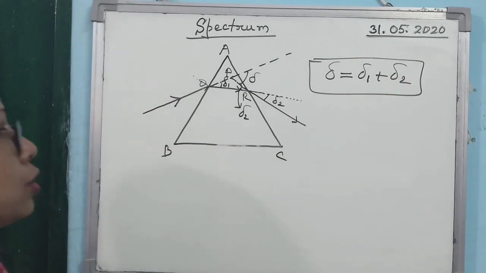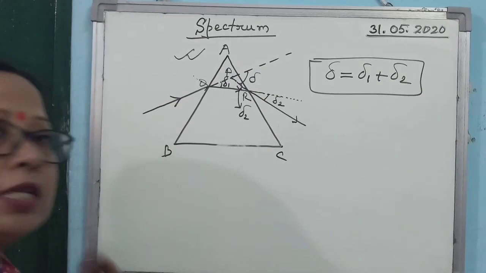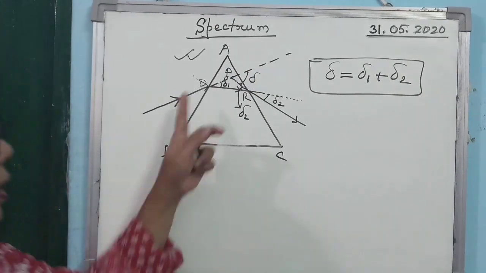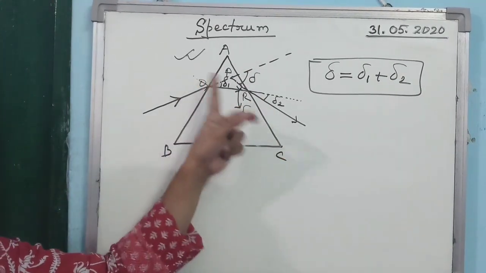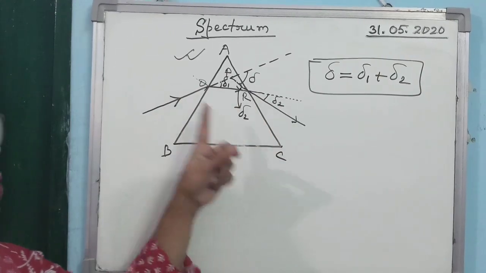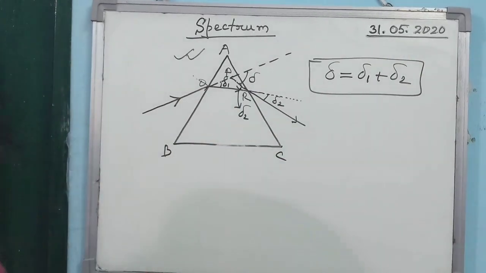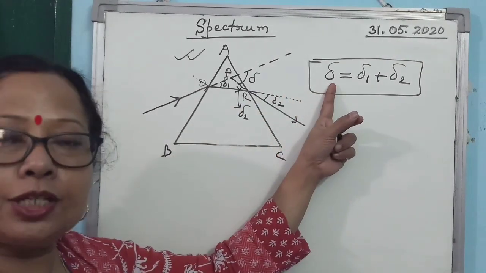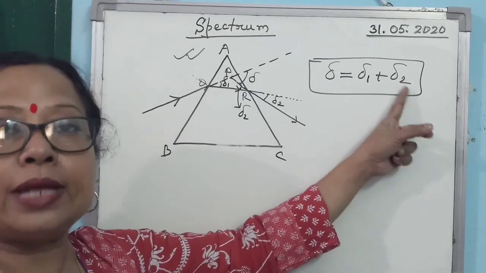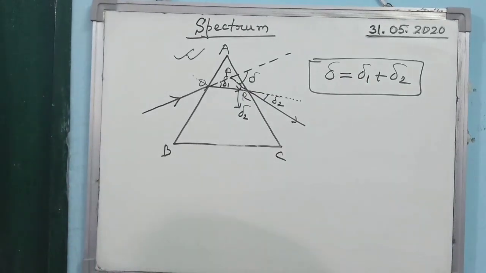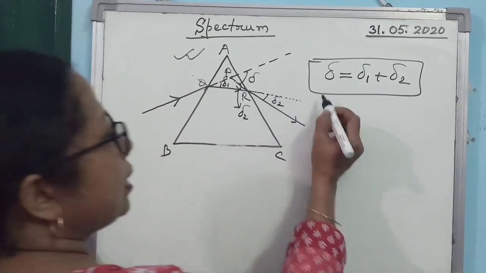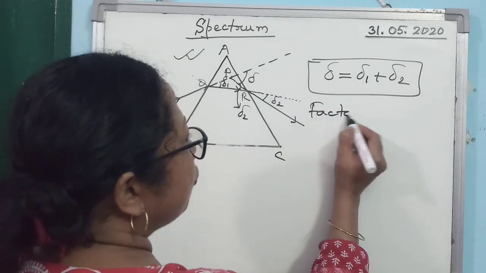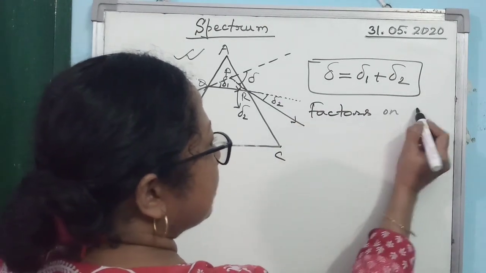Is that clear? So this diagram you must practice at home, showing the deviation 2 times, and this diagram also gives you the relation between the total deviation and the angle of deviation. Is that clear? Now, next one is factors on which delta depends.